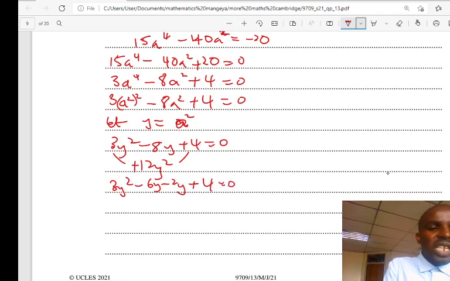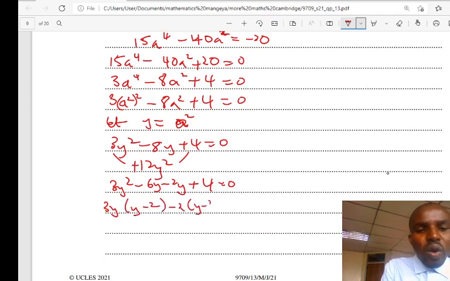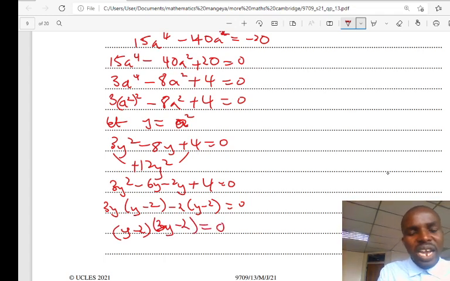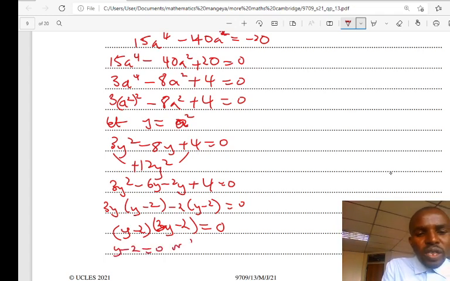Then factorize this one and this one. You factor out 3y here, y minus 2, and factor out minus 2 here, y minus 2, is equal to 0. Then y minus 2 and y minus 2 inside the bracket are the same. You write y minus 2 inside the bracket, then 3y minus 2 is equal to 0. Right, then after this, you can say y minus 2 is equal to 0, or 3y minus 2 is equal to 0.